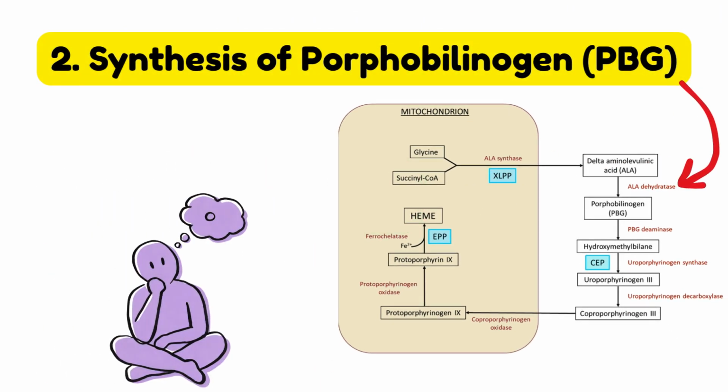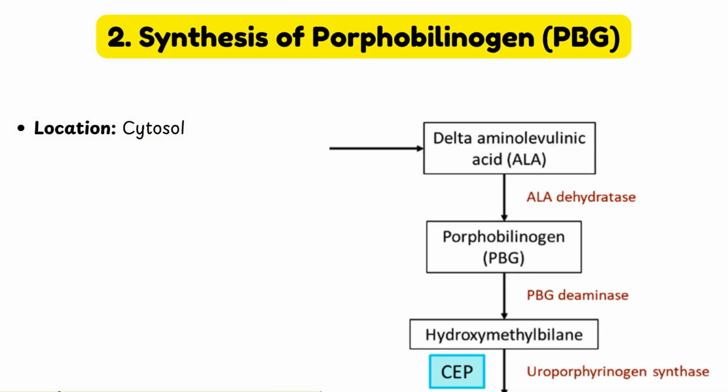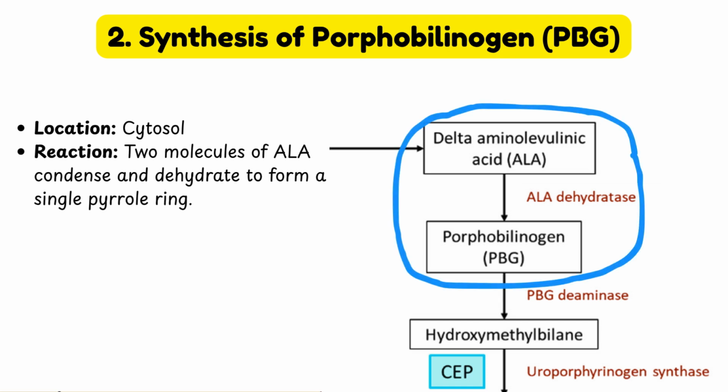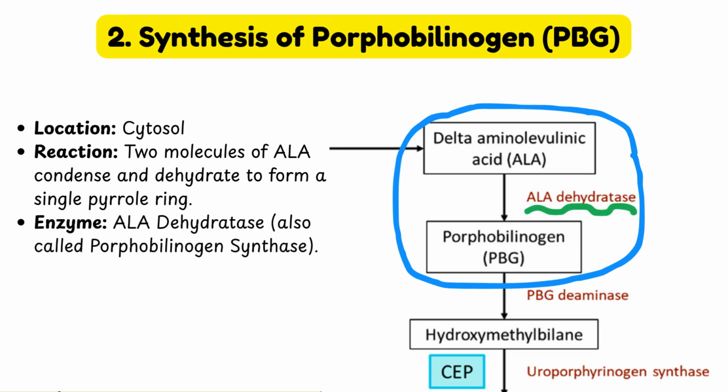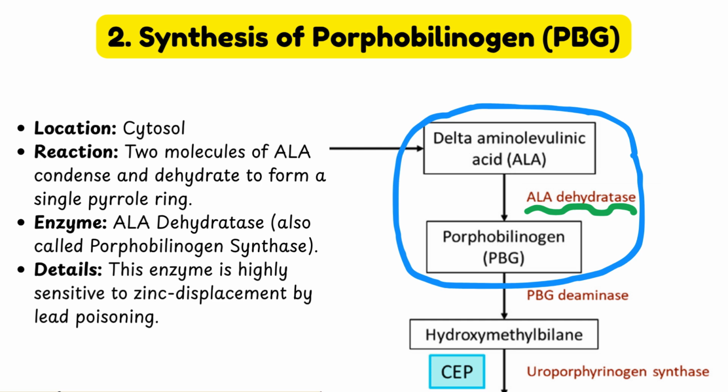Step 2. Synthesis of porphobilinogen. This reaction occurs in cytosol. In this reaction, 2 molecules of aminolevulinic acid condense and dehydrate to form a single pyrrole ring, in the presence of the enzyme aminolevulinic acid dehydratase, which is also called porphobilinogen synthase. This enzyme is highly sensitive to zinc displacement by lead poisoning.